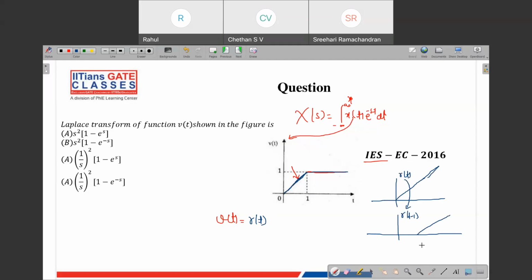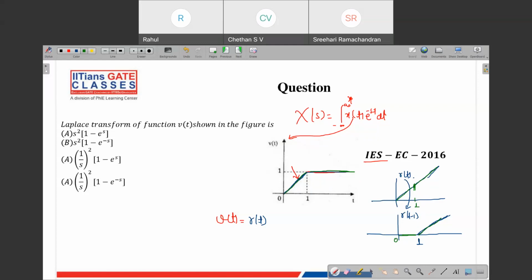Okay, so it will start at t equal to 1 and it will go till infinity. When you subtract this signal from this signal, from t equal to 0 to 1, this signal is 0 and this signal is ramping up. So after subtraction, we will get this. Now at t equal to 1, this will ramp up, this is also ramping up. If you subtract these two at all points, you will get a constant which is equal to 1.